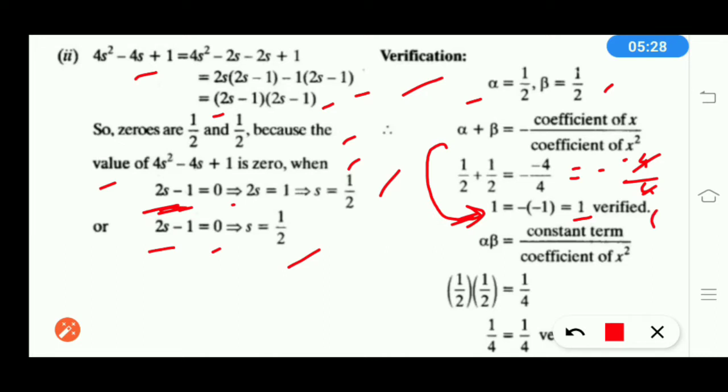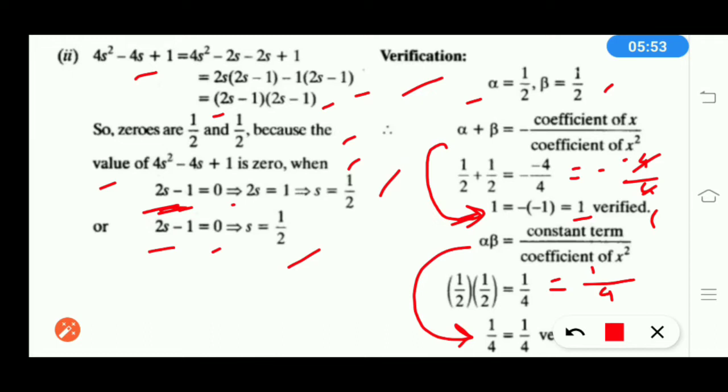Next, alpha beta. Alpha equals half, beta also equals half. So alpha into beta equals 1 by 4. Clear? Now the constant term is 1, divided by the coefficient of x square, that means 4. So again the right hand side is also 1 by 4, that has been verified.